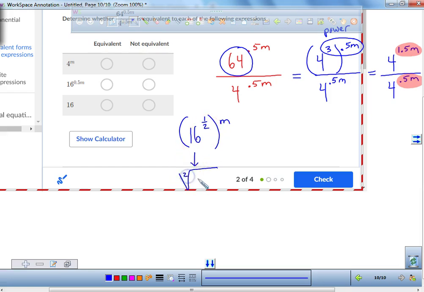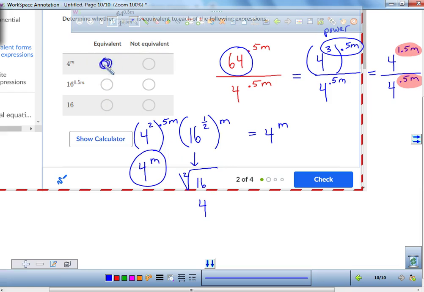That's a 2. That's a 16. What's the square root of 16? 4. So what is 16 to the power of a half? That's 4 to the power of n. 16 is also known as 4 squared. If I take 4 squared and I multiply it by 0.5n, what do I still get? 2 times a half is still 4n.